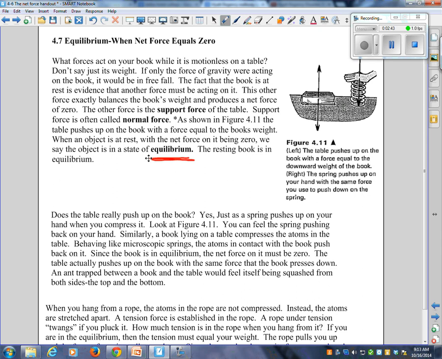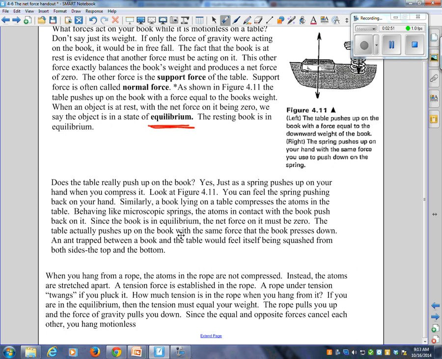An ant trapped between a book and a table would feel itself being squashed from both sides, the top and the bottom. When you hang from a rope, the atoms in the rope are not compressed. Instead, the atoms are stretched apart. A tension force is established in the rope. A rope under tension twangs if you pluck it, like a guitar string. How much tension is in the rope when you hang from it? If you are in equilibrium, then the tension must equal your weight.